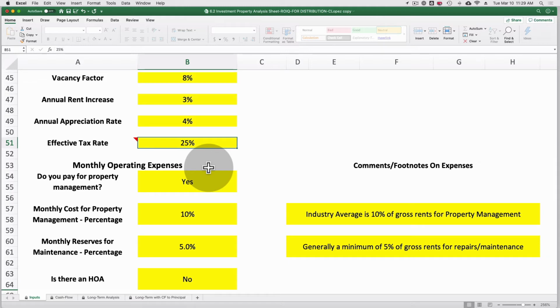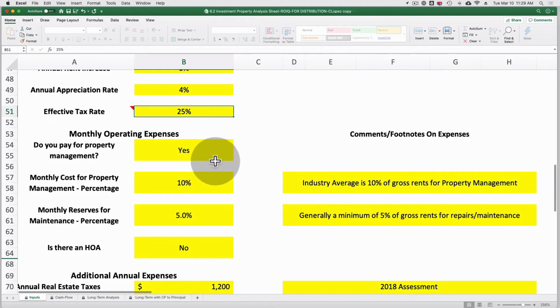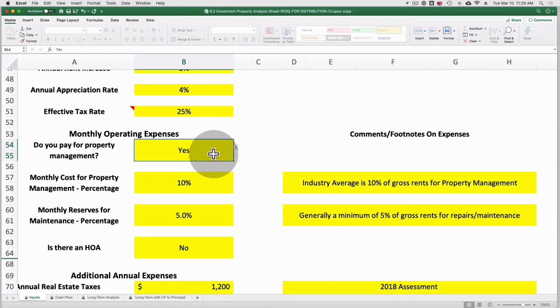Monthly operating expenses. So now we're going to get into some of the costs of owning this property. He's going to be renting it out room by room. Is he going to have a property manager?